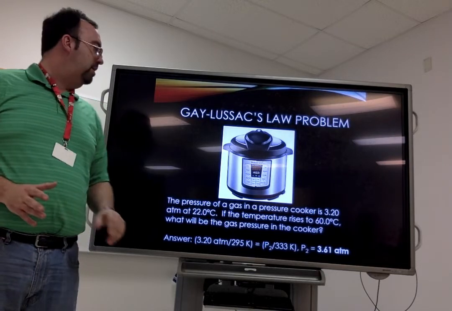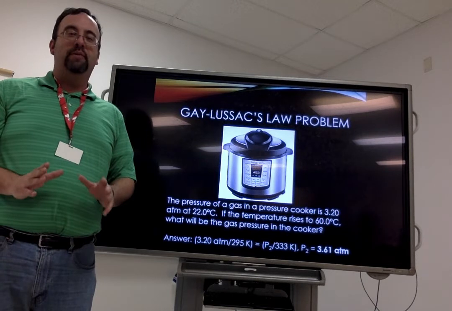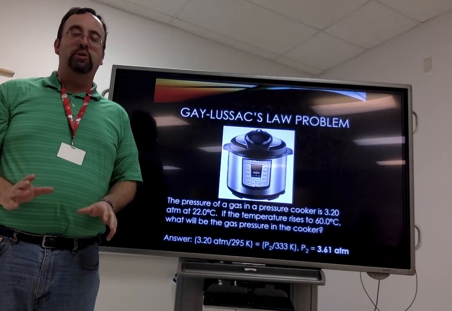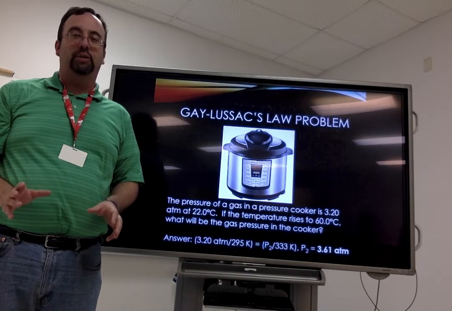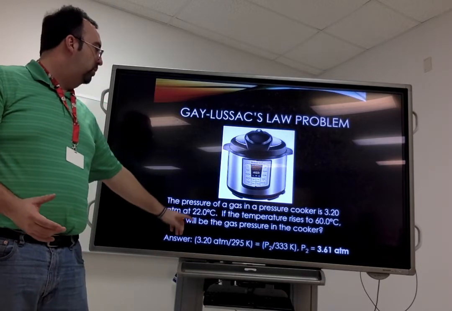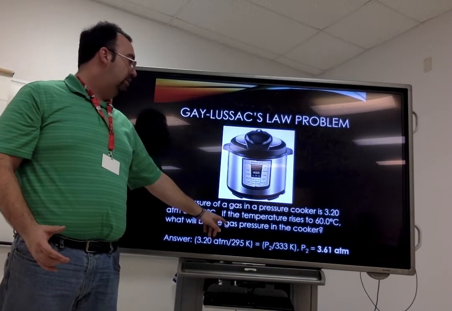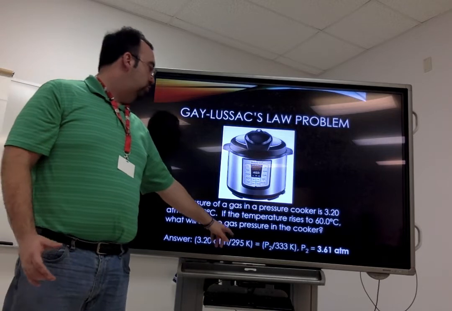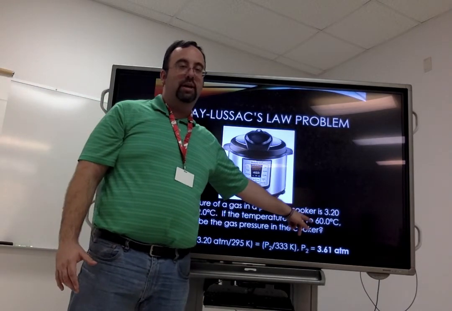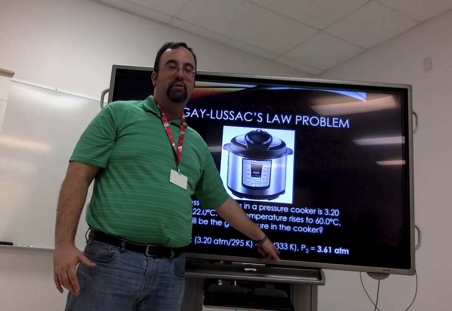So notice again, we're given the temperature in terms of Celsius, so we know we first have to convert each of these to Kelvin. Remember, in order to do that, we simply take the Celsius reading and we add 273 to that. And so 22 degrees Celsius, when we add 273 to that, will become 295 Kelvin. If we add 273 to 60 degrees Celsius, that's going to become 333 Kelvin.